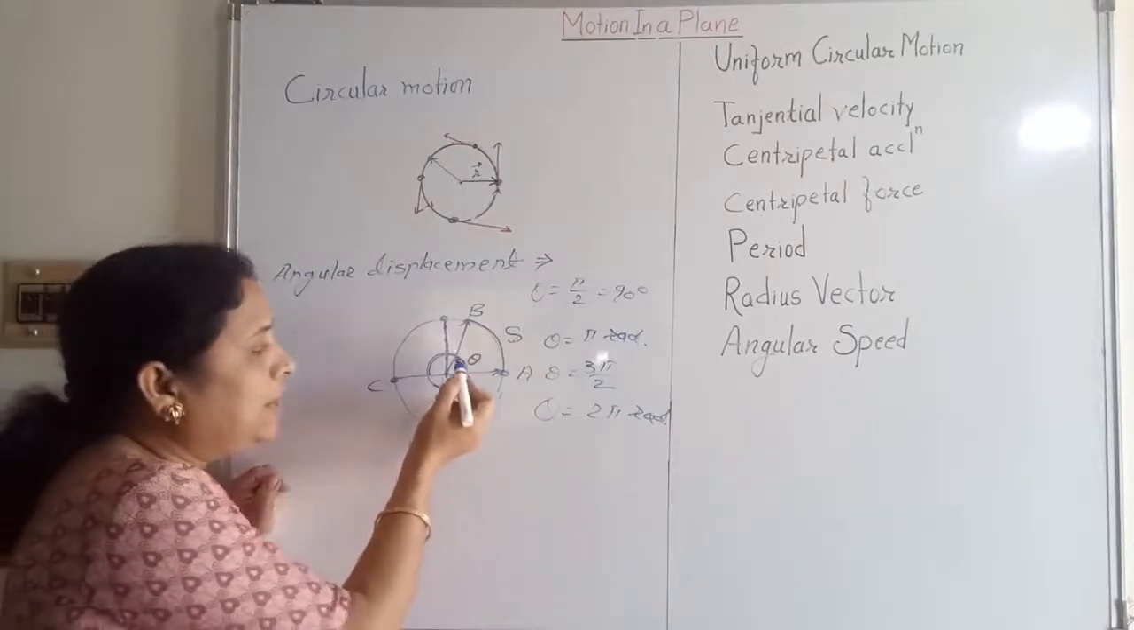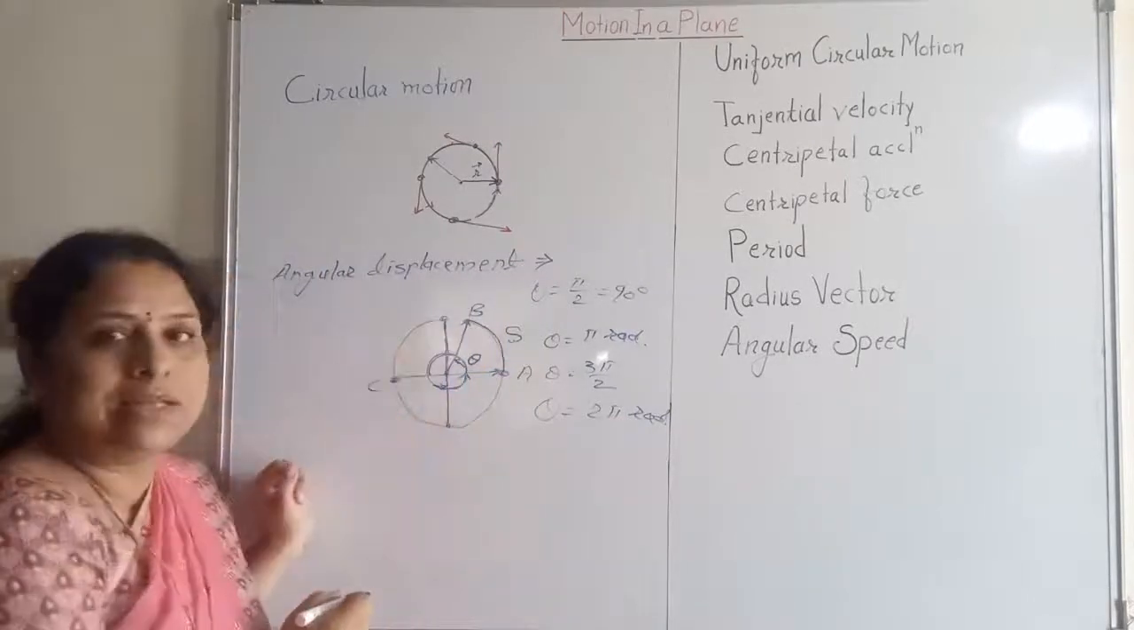So the angle traced by the radius vector at the center is called angular displacement.